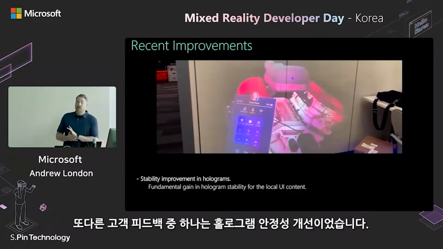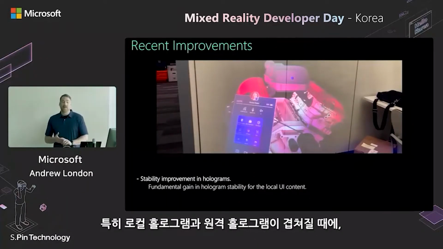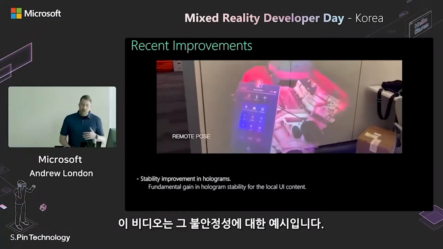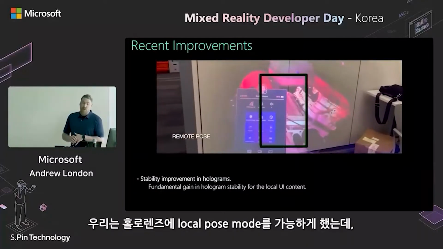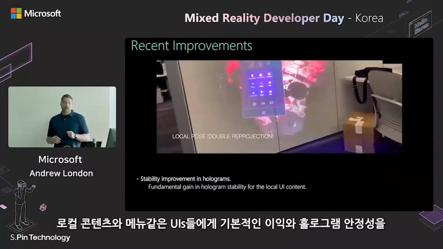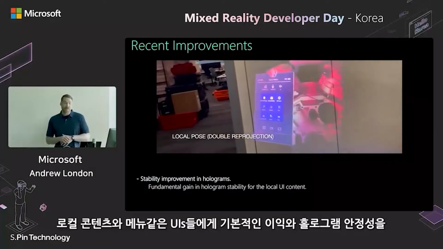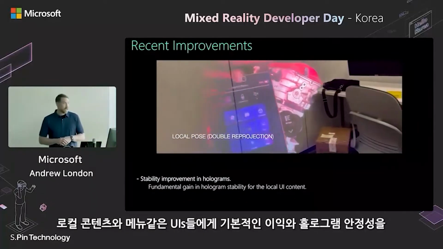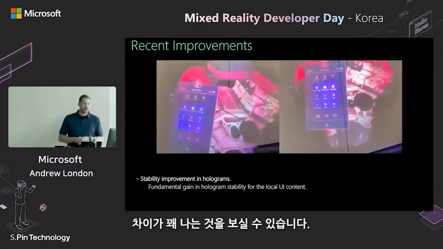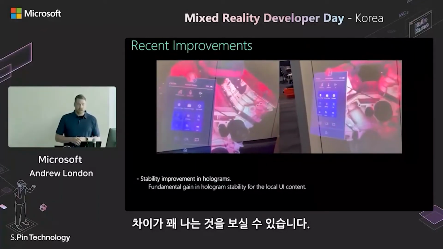Another priority based on customer feedback was improving hologram stability when local and remote holograms overlap. So here in the video, you'll see an example of this instability. We've enabled a local pose mode for the HoloLens 2, which provides a fundamental gain in hologram stability for local content, including UIs, like menus. You can see that difference is pretty awesome there.